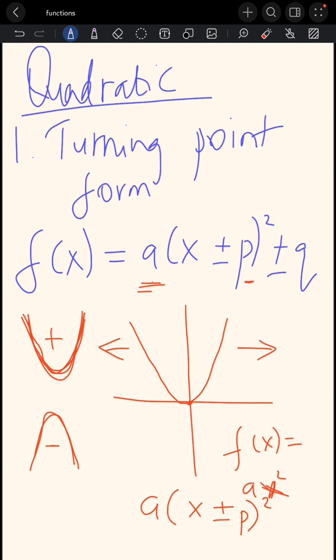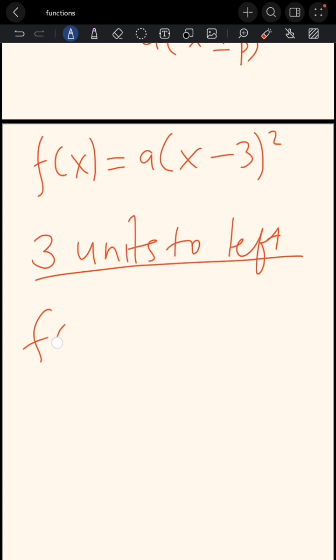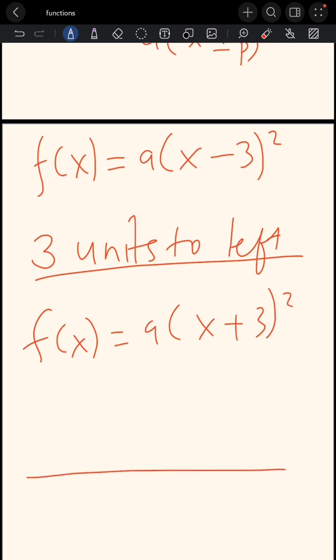If we move it by 3 units to the right, our function is going to look like this: a(x minus 3) squared. Remember, 3 units to the right, so it's going to be minus 3 squared. Don't forget, to the right is negative, to the left is positive. And if we move it 3 units to the left, it's going to look like this: a(x plus 3) squared.